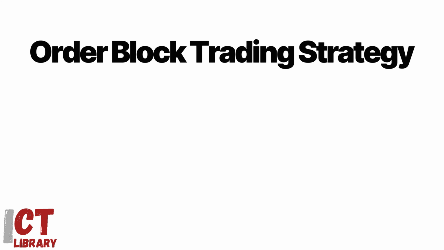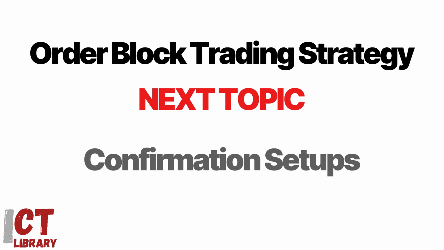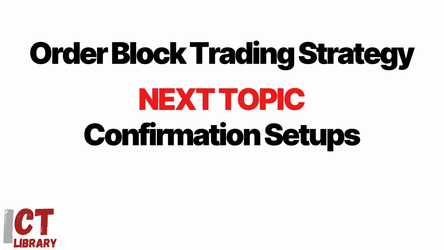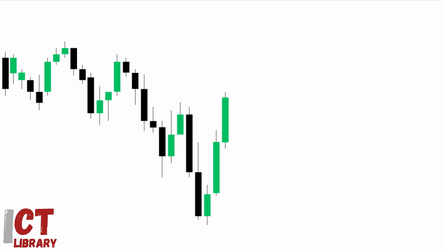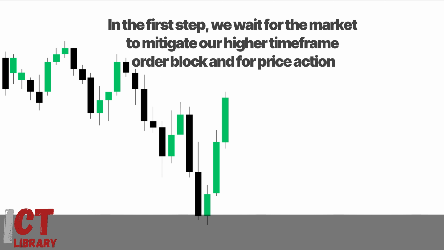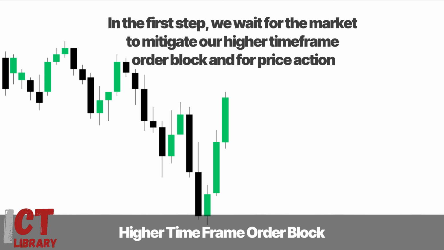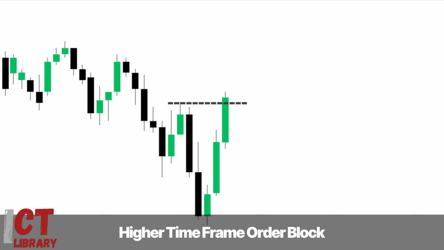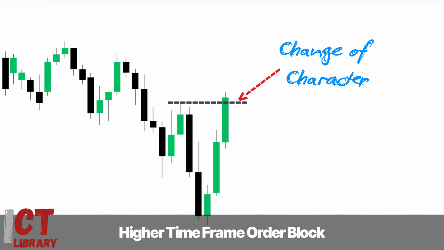Multiple price action setups can be used as confirmations when trading order blocks. Here are some of the most common patterns we apply in live markets. First, we wait for price to mitigate the higher time frame order block and then observe how price reacts. The initial signal we look for is a change of character. This change indicates that the short-term trend has shifted and price may start moving in the opposite direction. Once a change of character forms, that's when we prepare for trade execution.